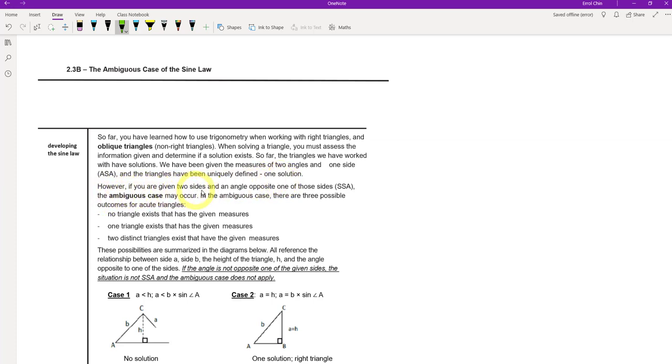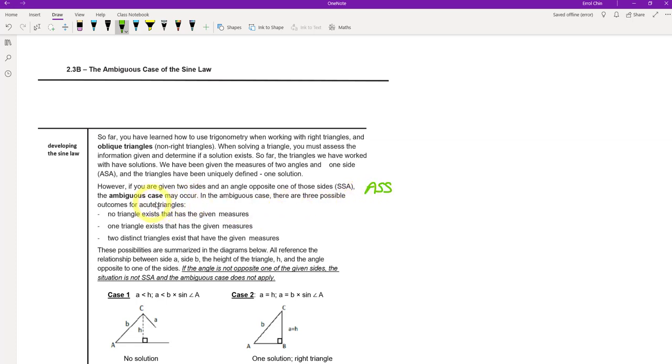However, if you're given two sides and an opposite angle, SSA. Now, in the notes it says SSA, but sometimes it makes life a little funnier if you think of it as an ASS, angle, side, side. So if you get one single angle and two sides in that order, then you get an ASS. And if you get an ASS, then you're not sure.